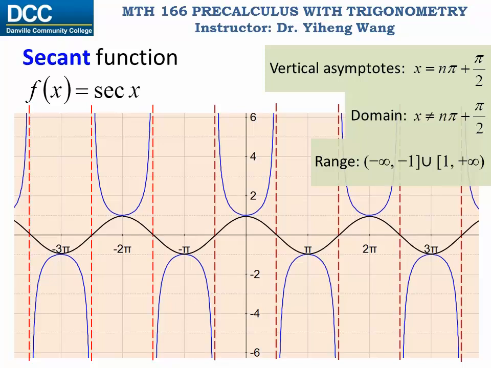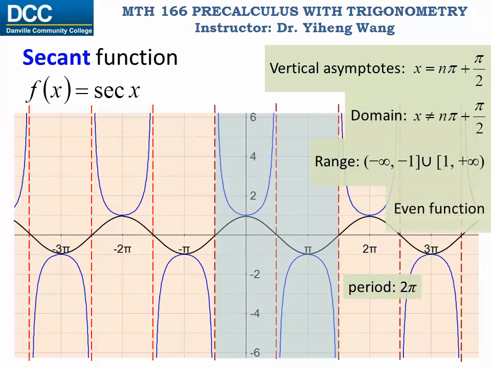Secant function is also a periodic function. It has the same period as a cosine function, which is 2 pi. And lastly, since cosine function is an even function, therefore secant function is also an even function. You can see from the graph that its graph is indeed symmetric about the y-axis.